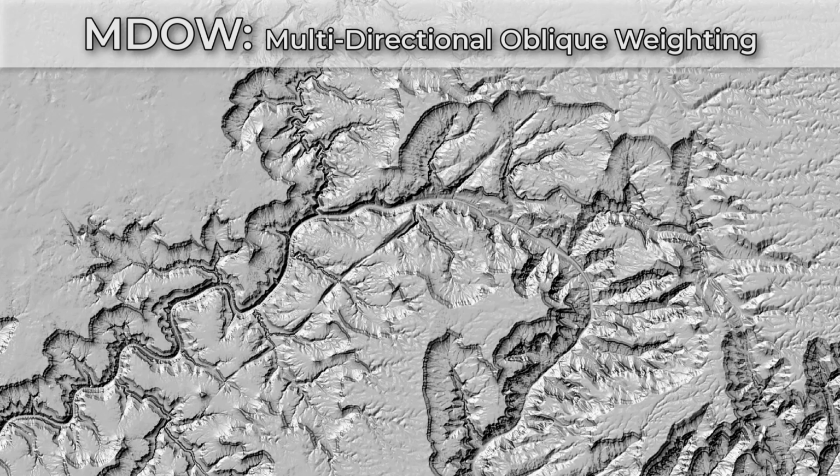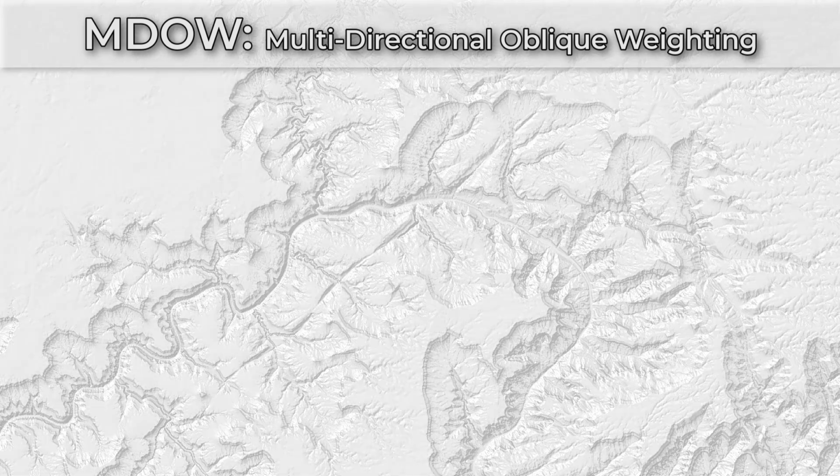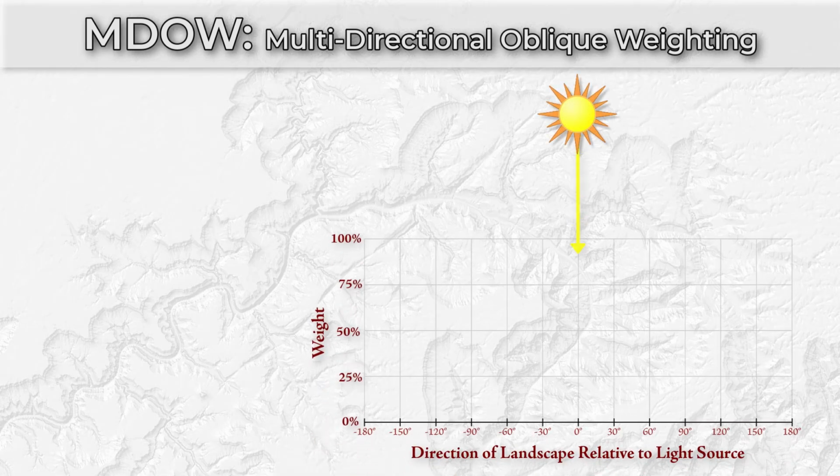Now, MDOW uses 4 illumination sources, and then it weights the strength of that illumination based on how directly the landscape faces it. Interestingly, it gives the illumination the most weight when the landscape is facing perpendicular to it, and the least weight when the landscape is facing directly toward that sunlight. Thus the name oblique weighted. And you can see the weighting system in this graph.